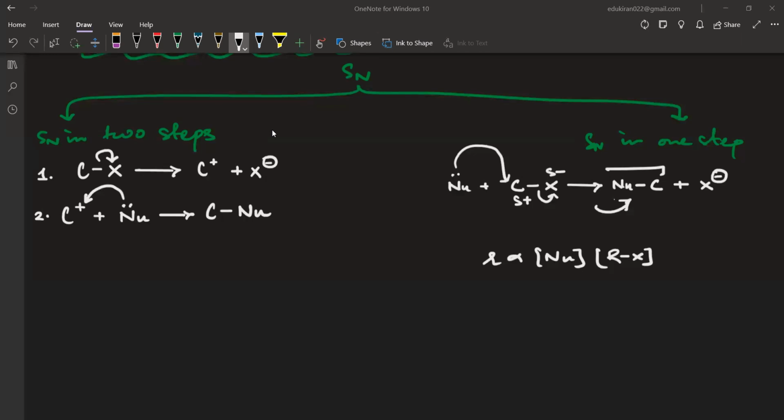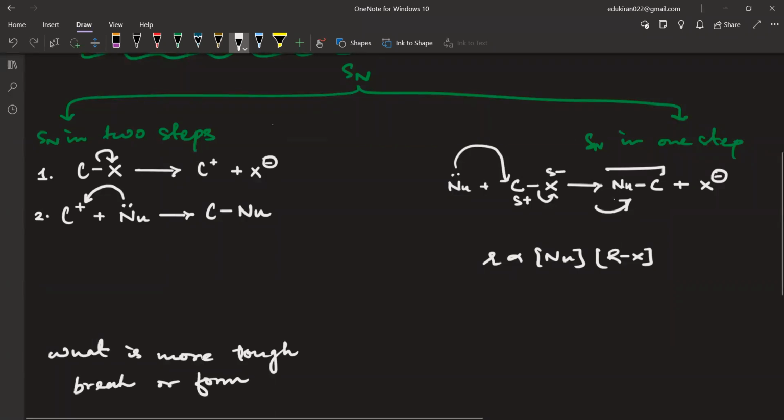what do you think, which is more difficult? To break a bond or to form a bond? Abdurrahman, tell me. What is more difficult, to break a bond or to form a bond? Sir, to break. Yes, Abdurrahman. To break. Abia, what do you think? To break or to form? What is more tough, I can say also? To break a bond or to form a bond? Break. All of you will agree?